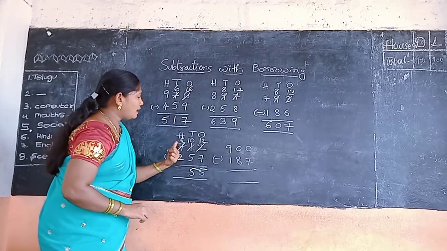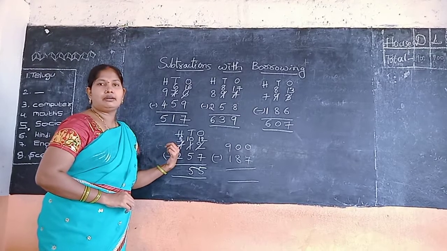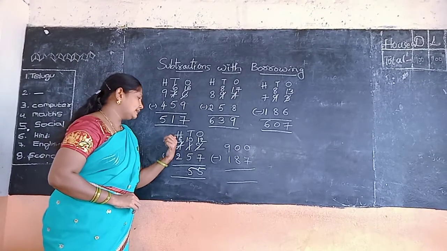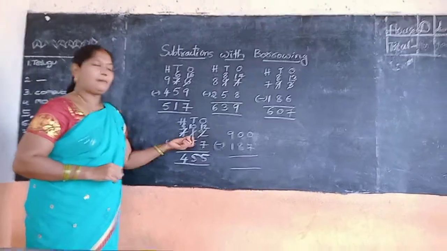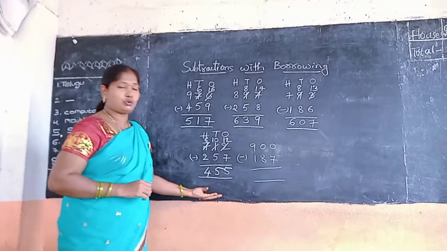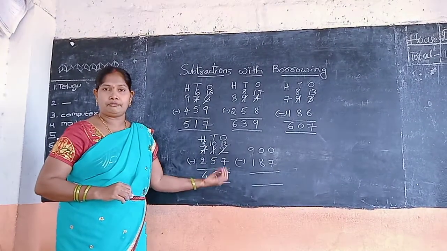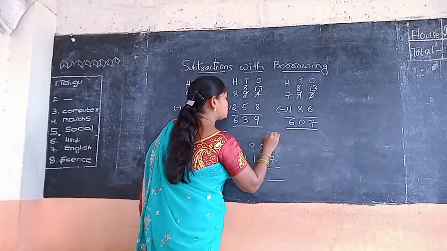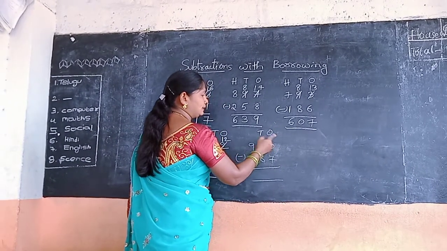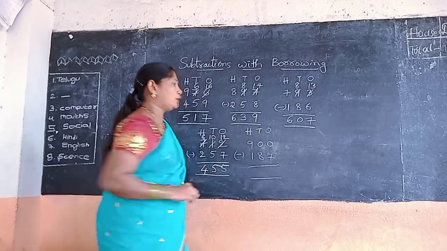Now 7 reduce means 6. 6 minus 2 is equal to 4. 712 minus 257 is equal to 455. Okay, this one is completed. Now go to last one. This is 1, this is 10, this is 100 place value.